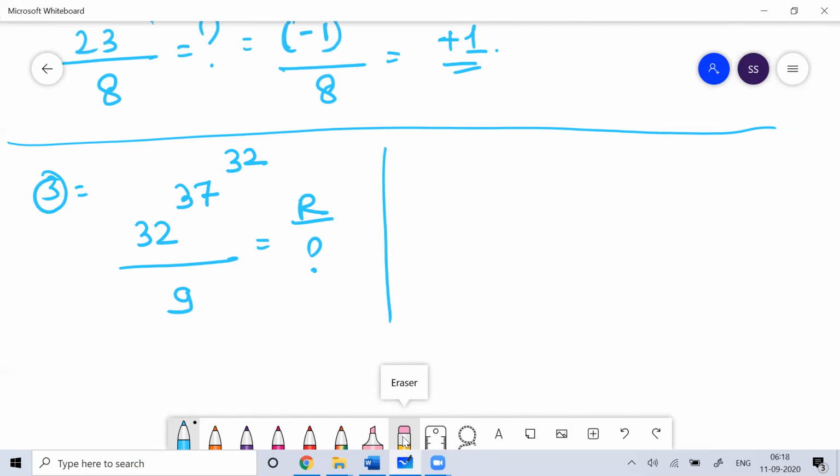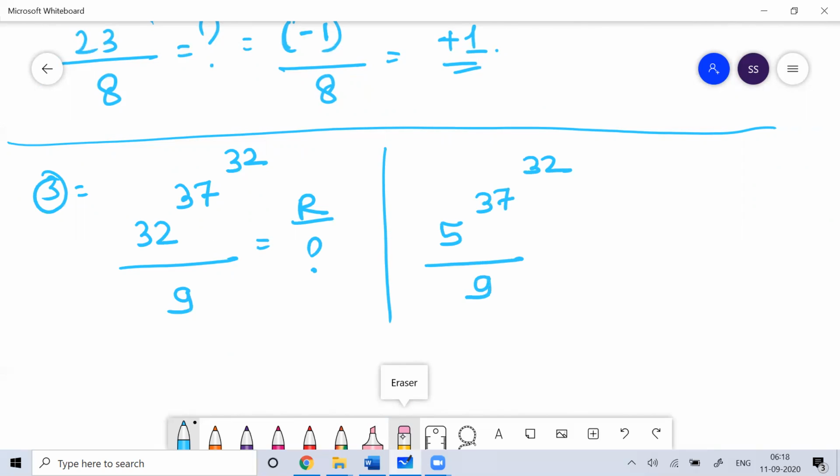If I divide 32 by 9, what would be the remainder? 9 threes are 27, so the remainder is 5. So this is 5 to the power 37 to the power 32 divided by 9.